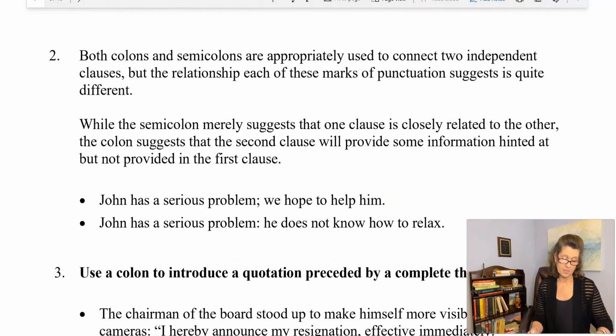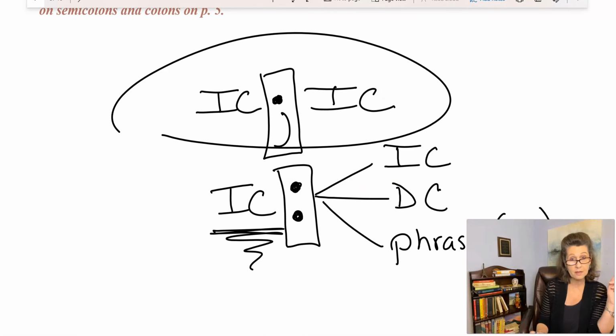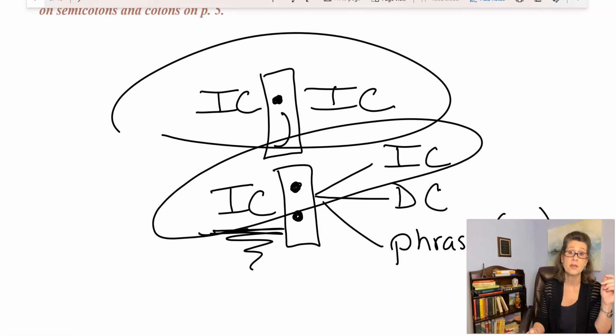Okay. So remember down here in this chart, this picture I drew for you, we said that a semicolon has to have two independent clauses. But we also noted that an independent clause can be on either side of a colon. So how are you going to know which is the better choice? When you finally just say, okay, I've got an independent clause, I've got an independent clause, I can use a colon or a semicolon. How do you know which one to use?